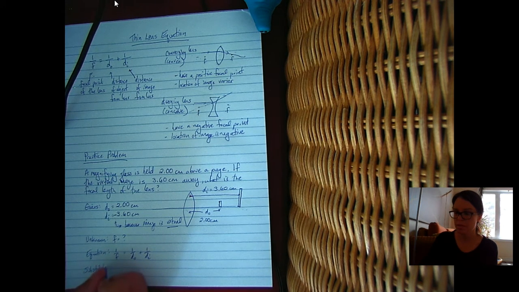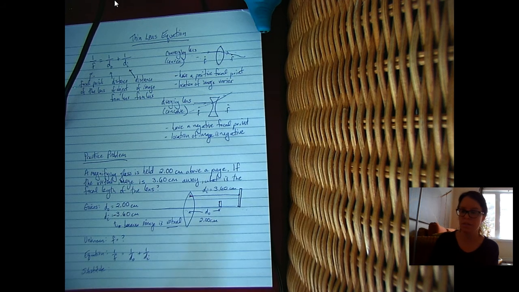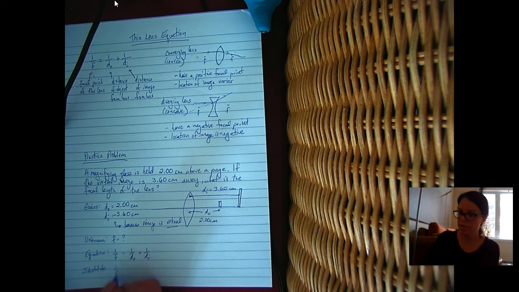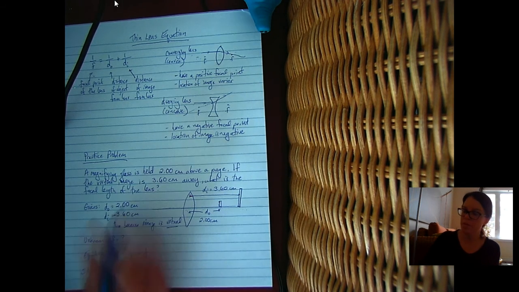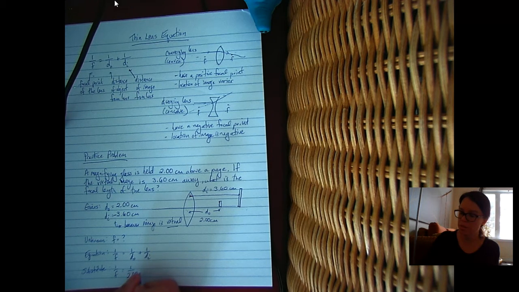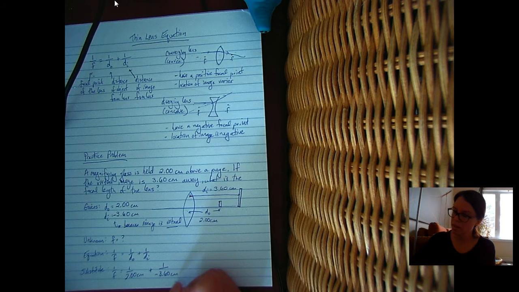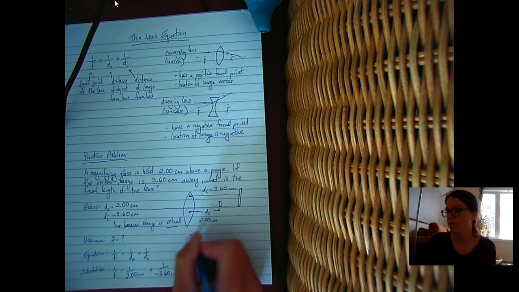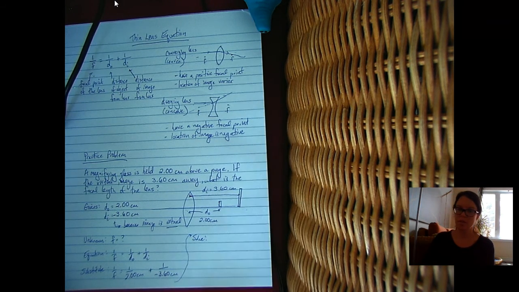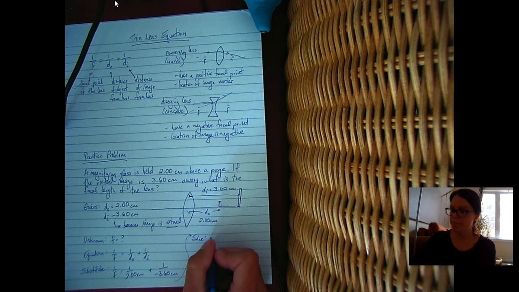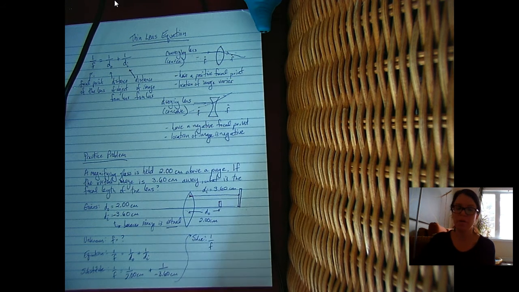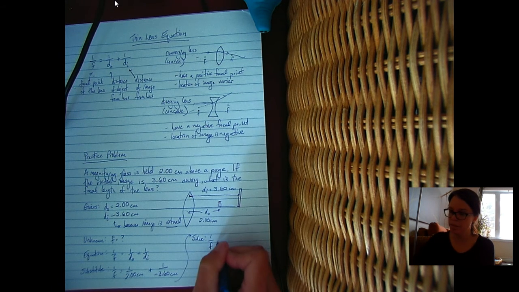Probably going to run out of space here. I'm going to squeeze. So 1 over F equals 1 over DO, which is 2.00 centimeters, plus the DI, which is 1 over negative 3.60 centimeters. And I'm just going to draw this up here. Solve. You can convert to decimals if you want. Solve this however you want, whatever your math skills provide you with the ability to do.